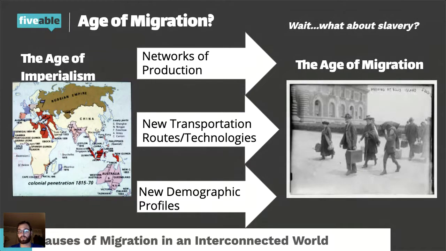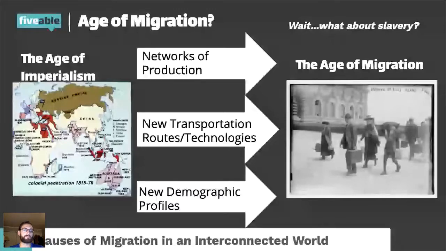Somebody's asking about demographic profile. So a demographic profile basically means, in this case, people are living longer and having fewer children. People are living longer and more children are not dying in childbirth. So that's why Europe's population is growing a lot during this time.